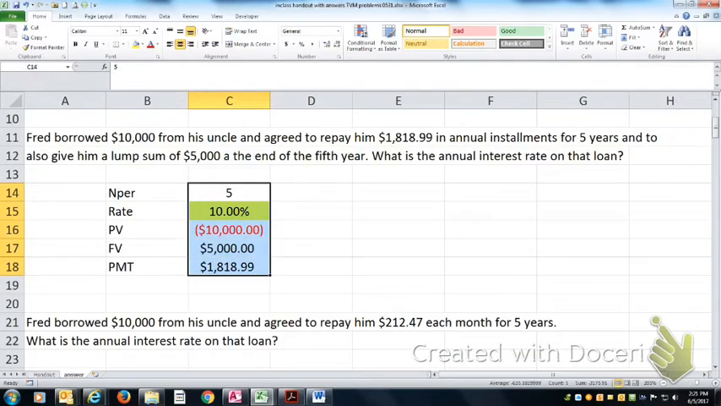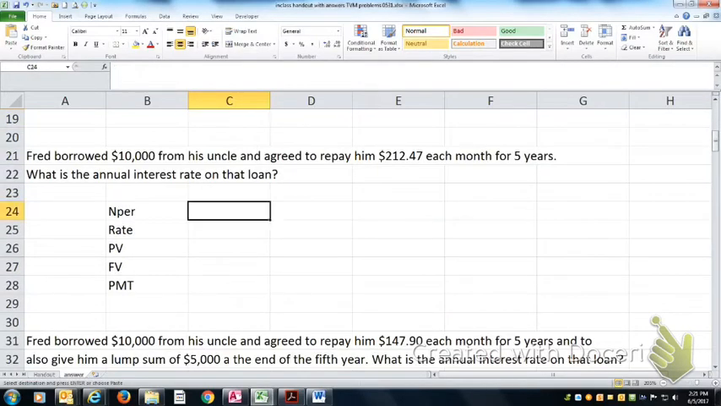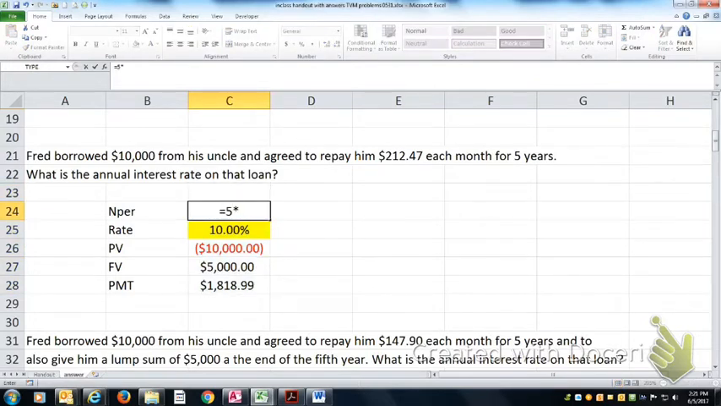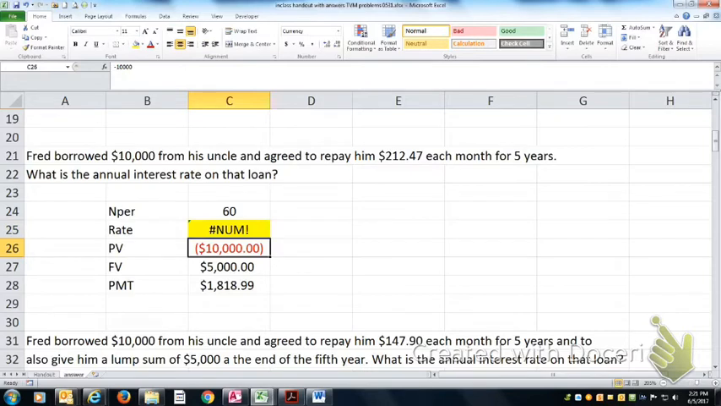Well, all the same stuff, except that instead of 5 yearly payments, it's 12 monthly payments a year for 5 years. Still got $10,000. This one has no lump sum payment at the end, but there is $212.47 in payments. Now what I get when I calculate this is that the rate is the monthly interest rate.